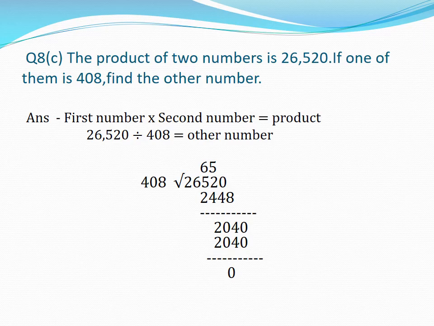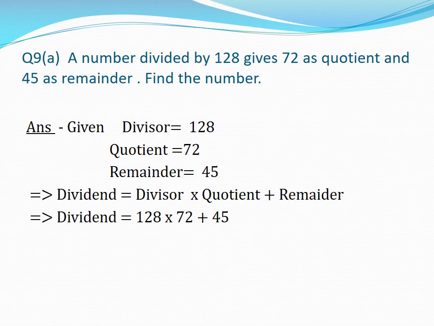408, 2448. Subtract. Get the answer 2040. Okay, when you write it, then divide it by 5. 2040 is the answer. The other number is 65. The second number is 65. Product means multiplication of two numbers.